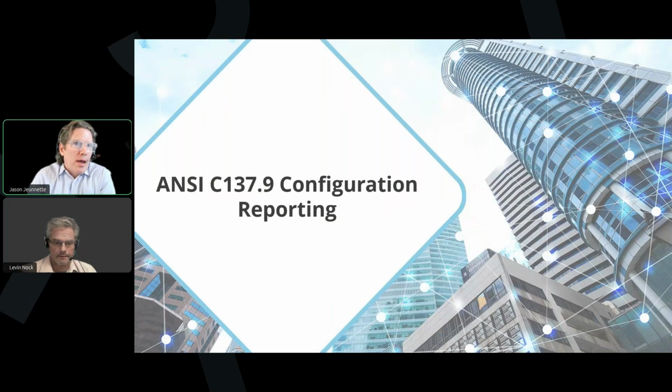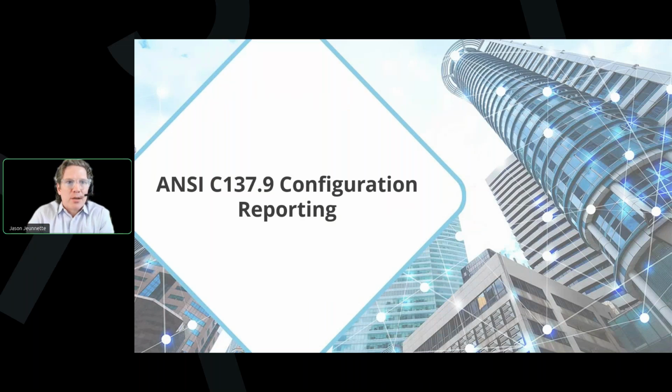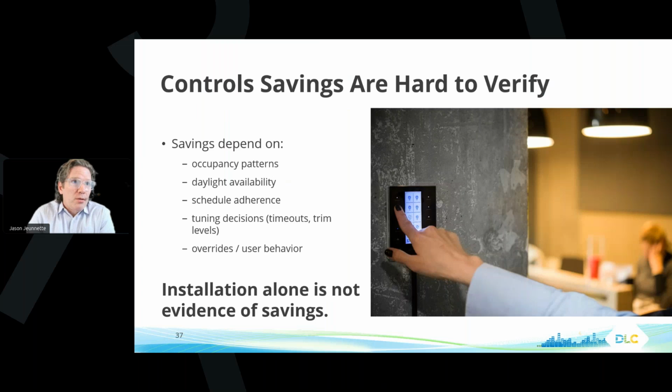Levin. As you may have heard, ANSI released a standard for NLC configuration reports just about a year ago. One of the barriers to incentivizing network lighting control systems is that control savings are difficult to verify. In many cases, they're dependent on occupancy patterns, daylight availability, adherence to schedules, user behavior, and all that. The bottom line is that unlike LED lighting, controls installation alone is not evidence of savings.